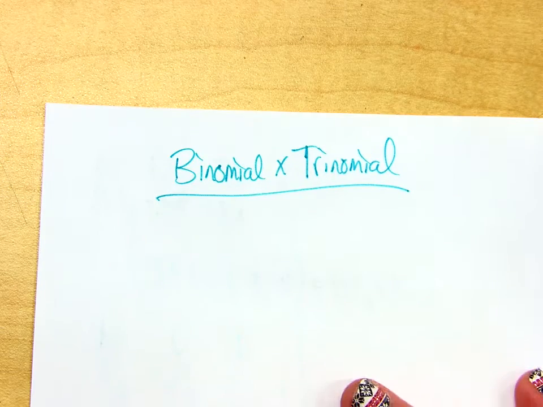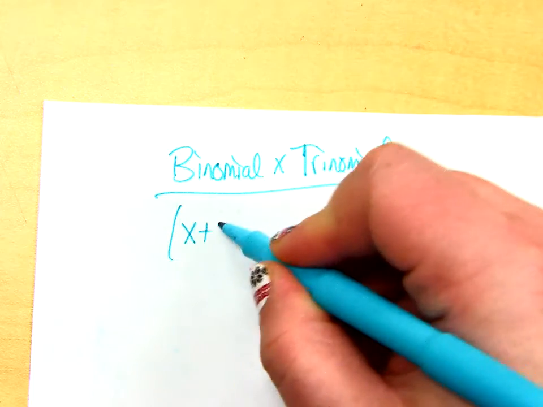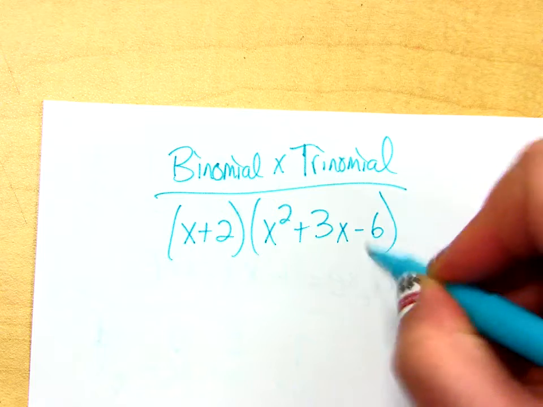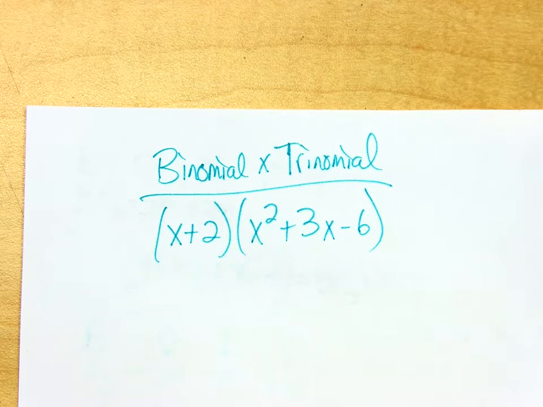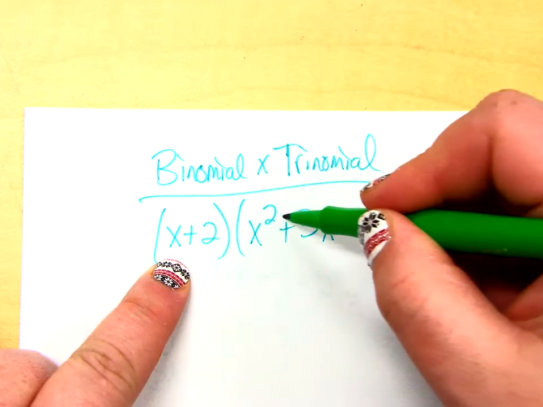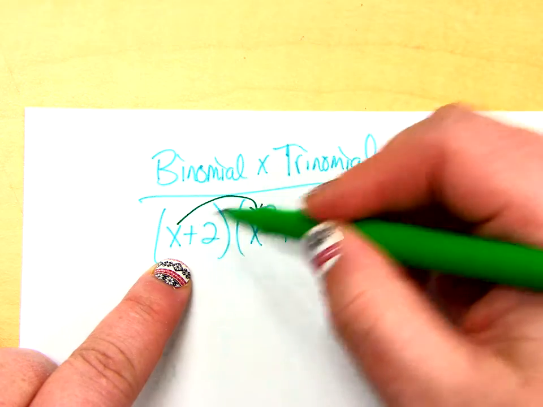Let's say we wanted to do a binomial times a trinomial, such as x plus 2 times x squared plus 3x minus 6, for example. We don't have any cute little word here to help us. Basically, it's still the distributive property, you're just doing it twice. So what you're going to do is take this first term, whatever it is, and multiply it by all three of the terms that you have here. So I'm going to multiply this through.